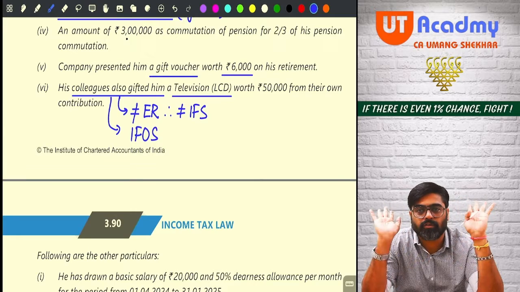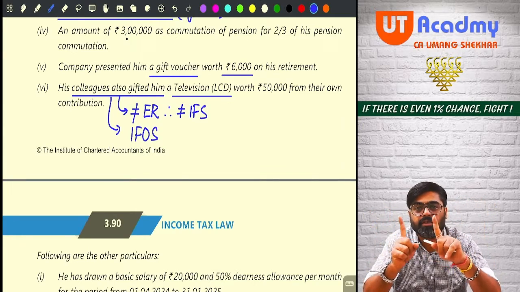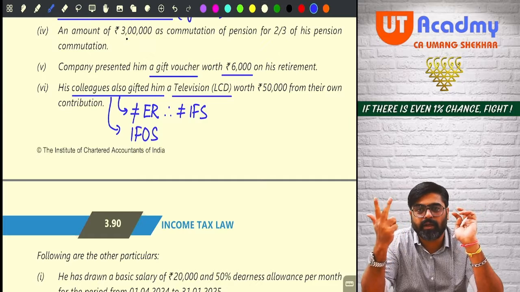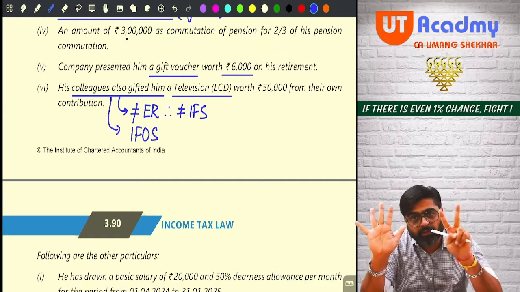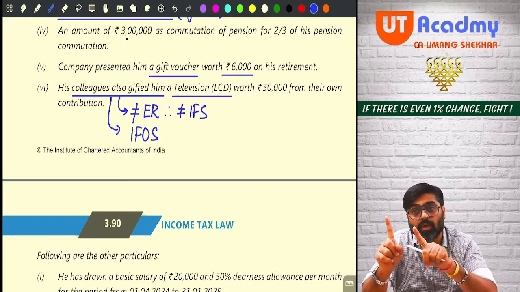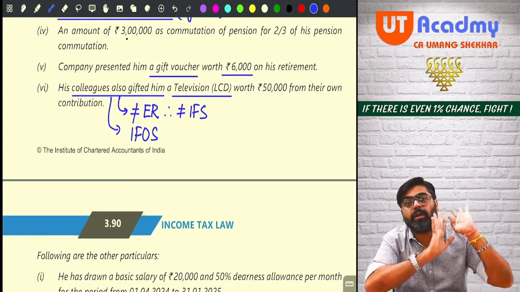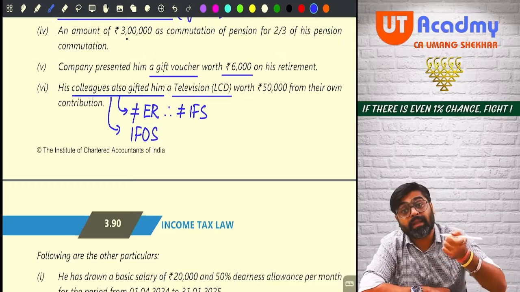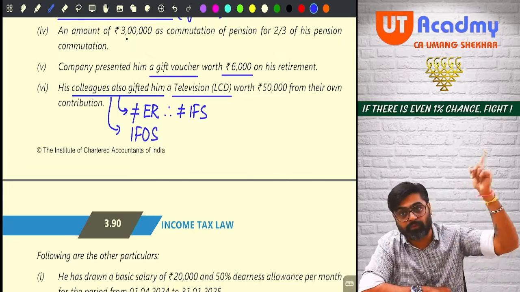P. J. Das. What did I say? P. J. Das. Paintings, jewelry, drawings, artwork, archaeological collections, sculptures, and shares. Any of these movable assets received by you as a gift, only then it will be taxable under the head IFOS. And their value should also be more than 50,000.